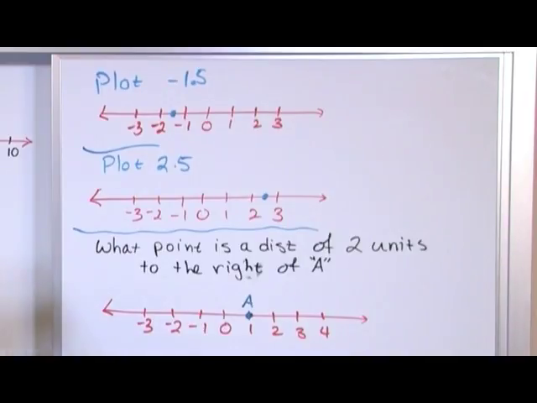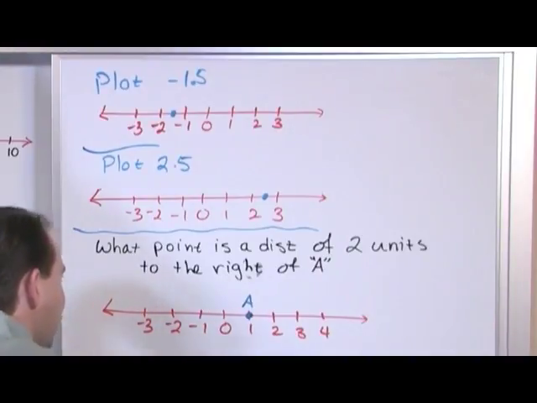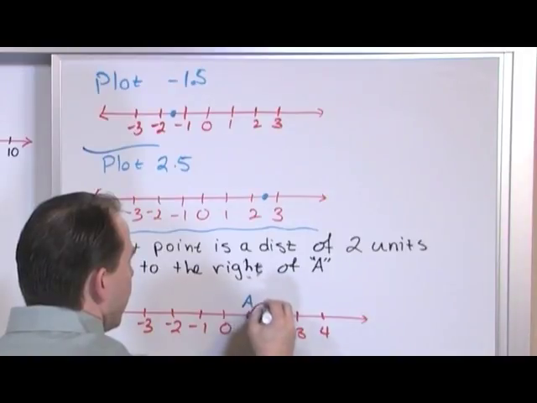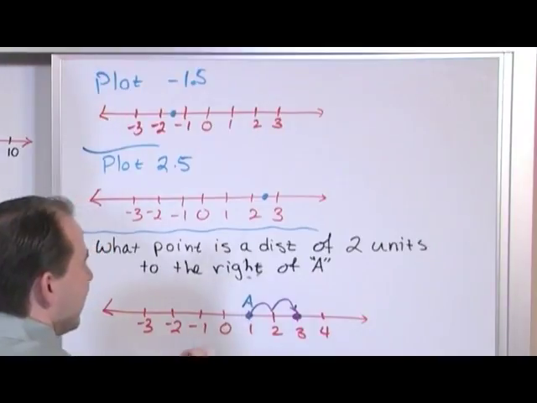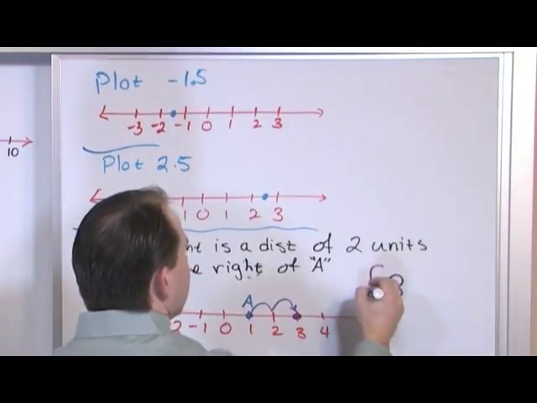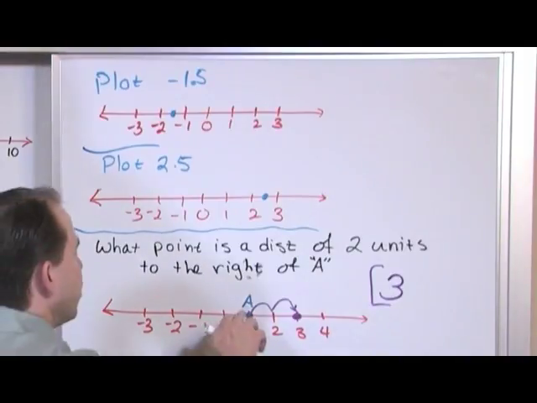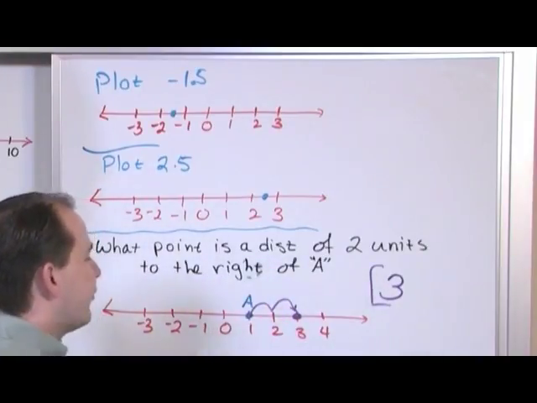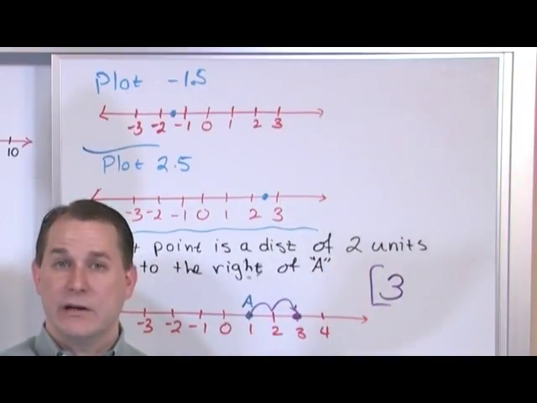So the question is, what point is a distance of 2 units to the right of A? The way you do this is you start at the point A and you count 2 units to the right, just like you would think. So you have, starting at A, 1 point, 2 points. So the point that we're interested in is the number 3. And that should be the answer to the problem. So if you're given a problem and it says, what point is a distance 2 units to the right of point A, you count over from your starting point however many units you have, and where you land is your number. So you see a number line really is sort of a graphical way of adding and subtracting, really.